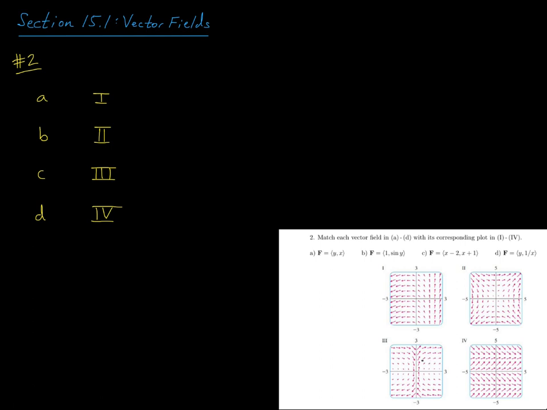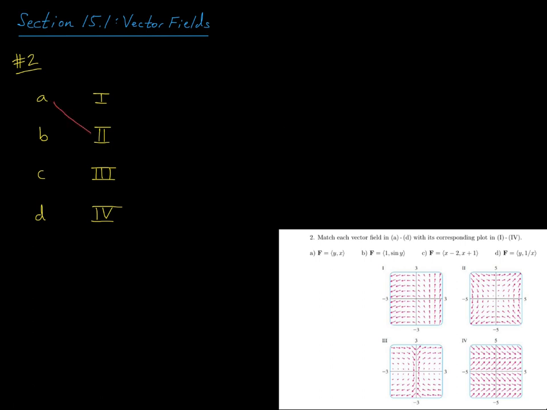Because notice that if I fix a y and increase x, the magnitude of this vector should be getting bigger, but actually in plot 3, these vectors are decreasing in magnitude. So that all says that field A goes with plot 2.